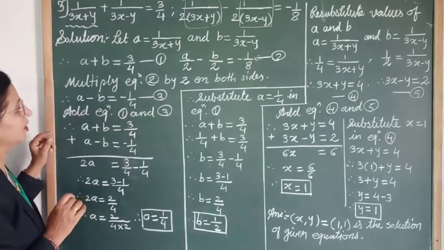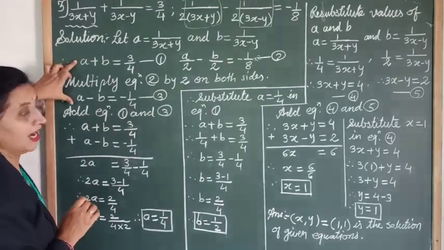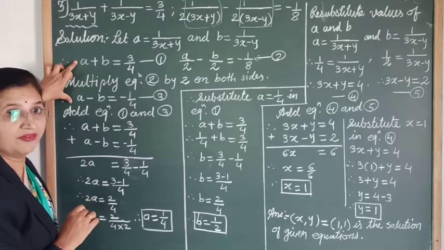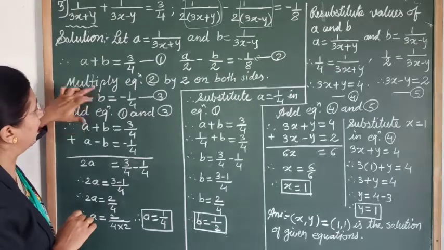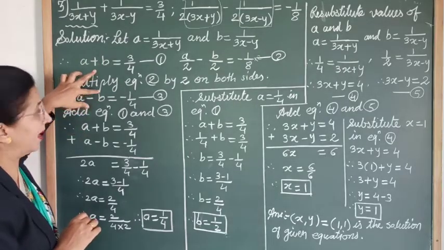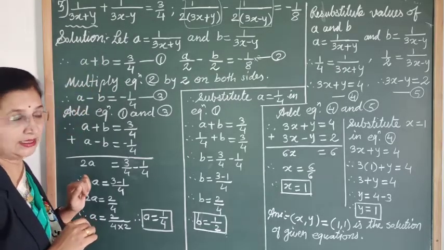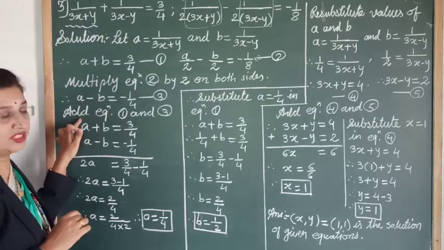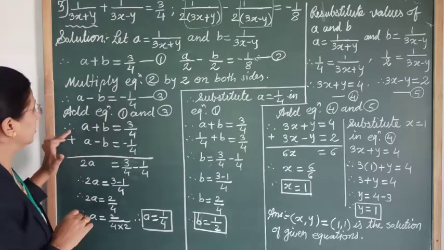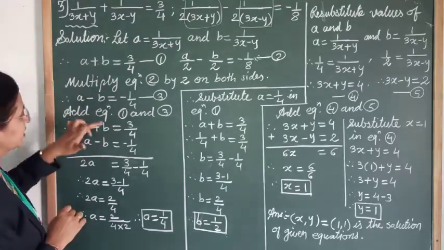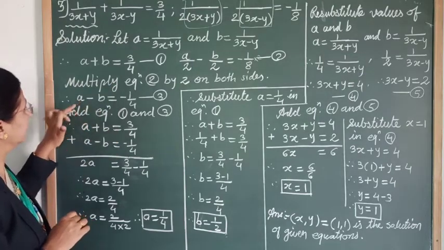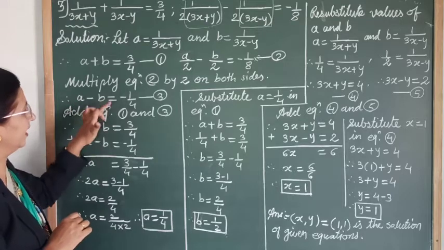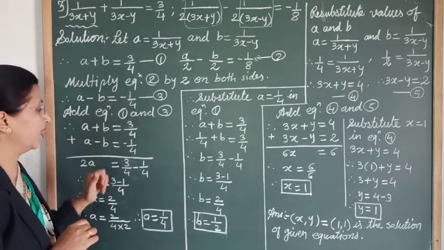Now here we have to solve equations 1 and 3 for the values of a and b. Now you can see that the coefficients of b are the same and opposite, so easily it will get cancelled. So for that we have to add equations 1 and 3. Okay, so what is our equation 1? a plus b is equal to 3 upon 4. And equation 3 is a minus b is equal to negative 1 upon 4.